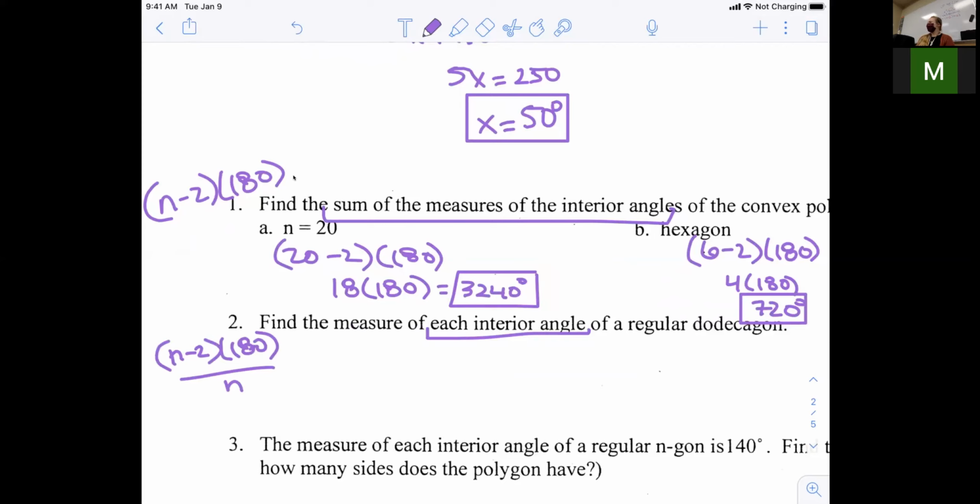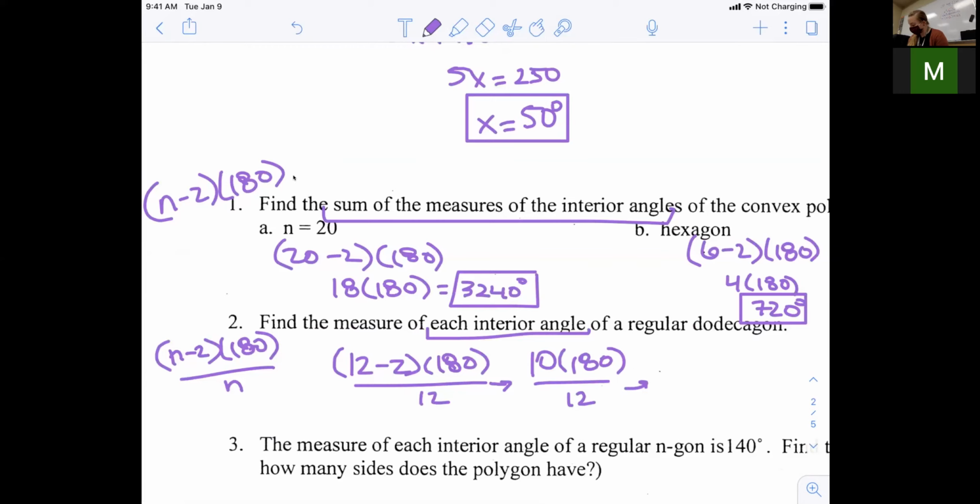What's a dodecagon? How many sides is that? 12. Good. n is 12. So I'm going to do 12 minus 2 times 180 over 12. What a lot of us want to do is cross out, and you cannot cross out. Just because you put 12 on top and bottom doesn't mean anything. You have to do 12 minus 2 and then times that by 180. You're welcome to do this by hand, or you're welcome to put in the calculator. When you put in the calculator, I get out 150 degrees.